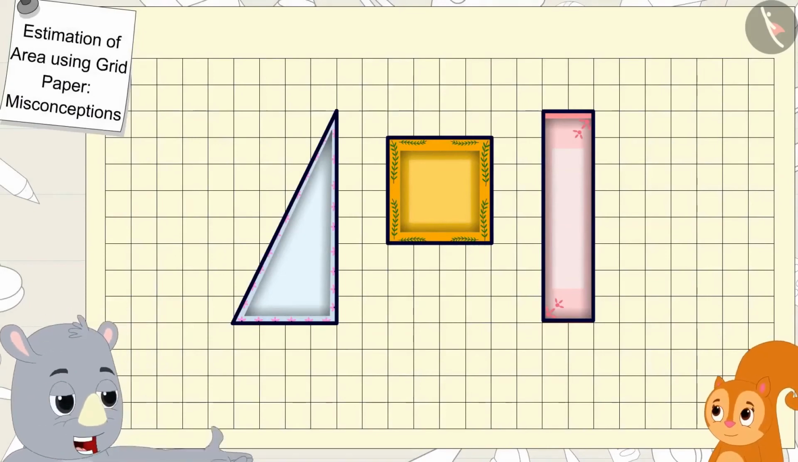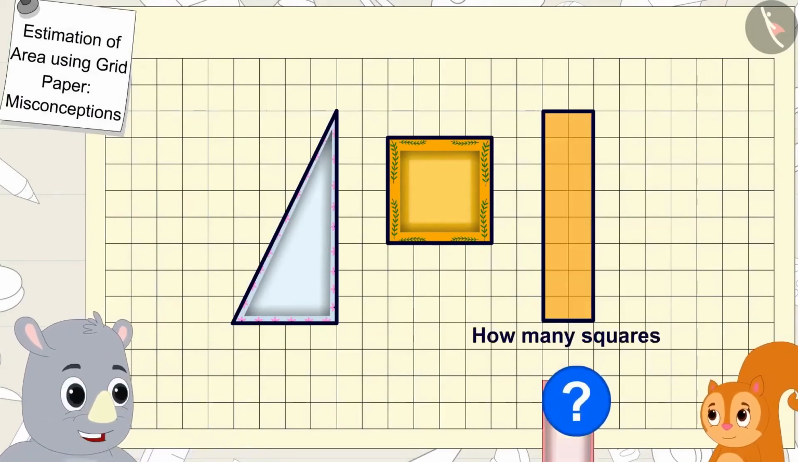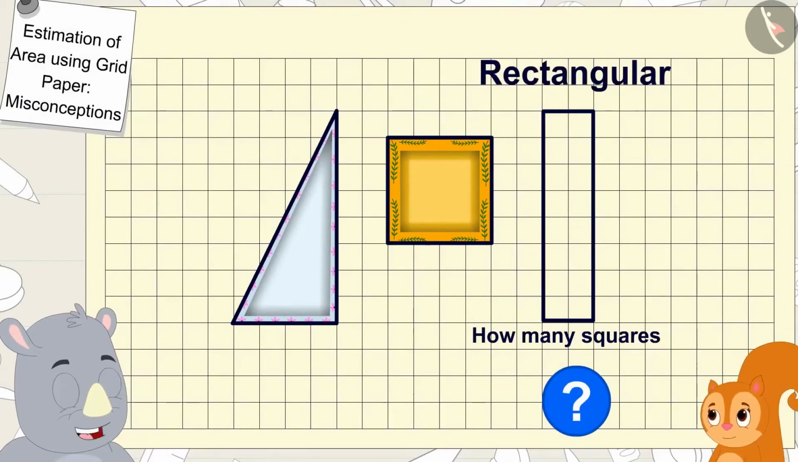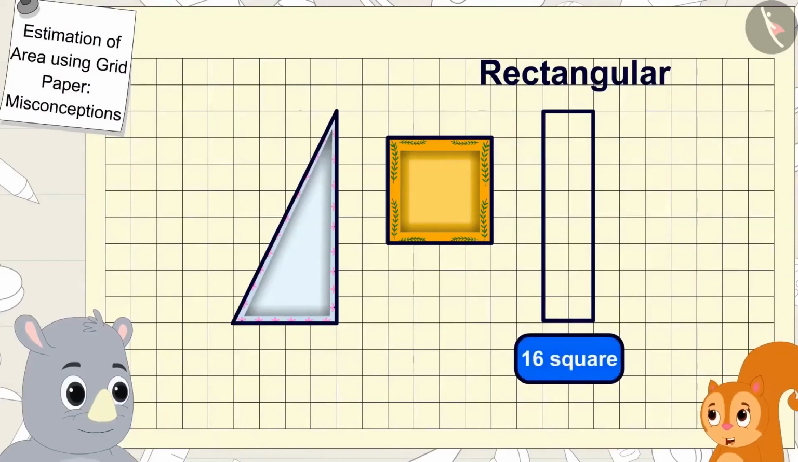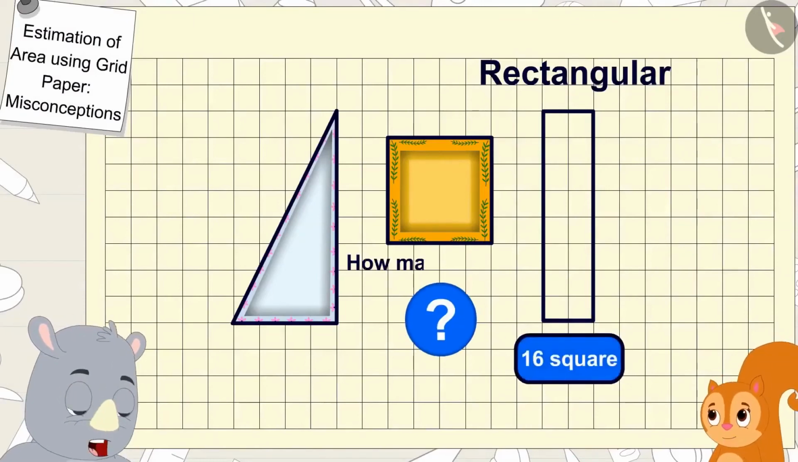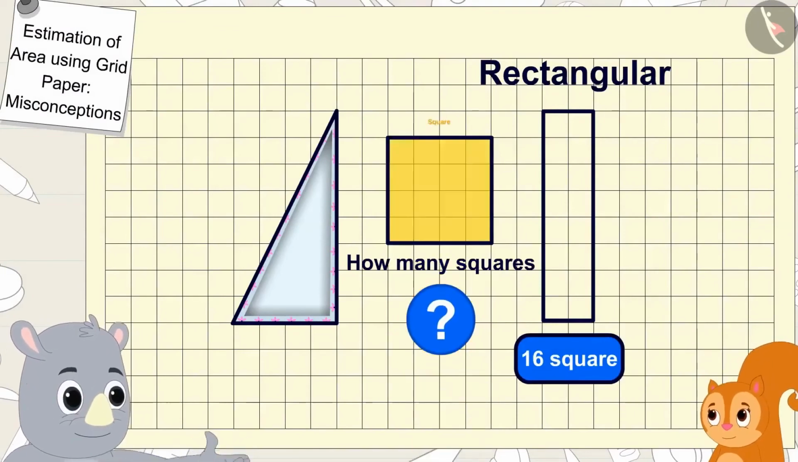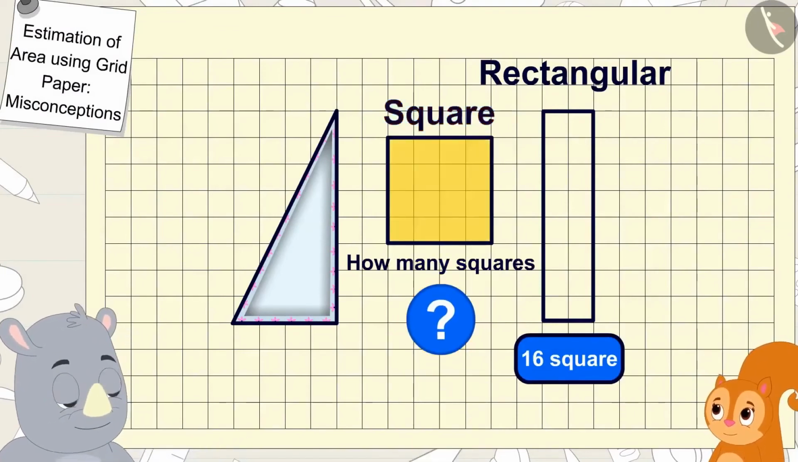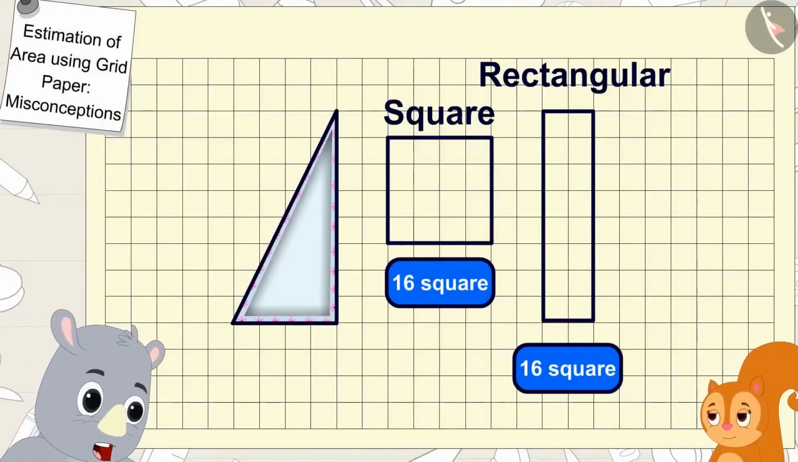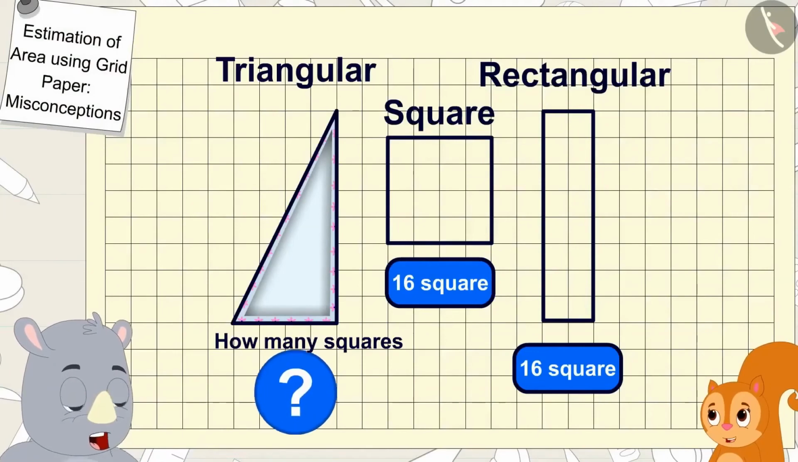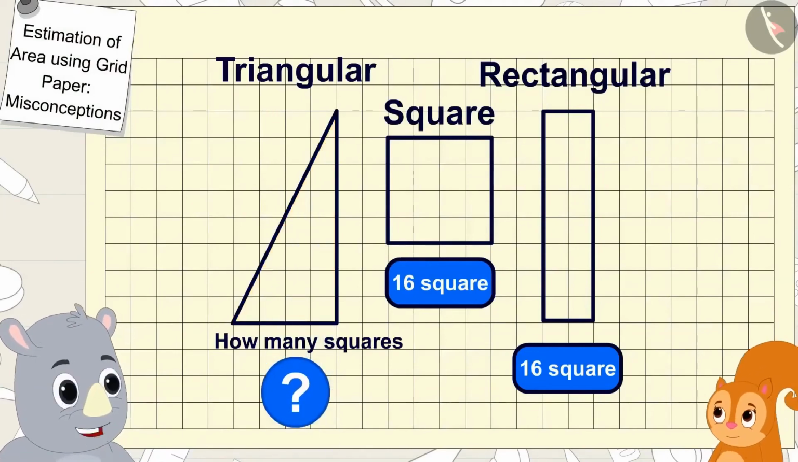Chanda, can you tell me how many squares are there in the area of the rectangular plate? Gaggu asked Chanda. Chanda quickly counted. 16 squares. And how many squares are there in the area of the square-shaped plate? Gaggu asked. That's 16 squares too. Chanda said, shocked. And now can you tell me the number of squares in the area of this triangle-shaped plate?